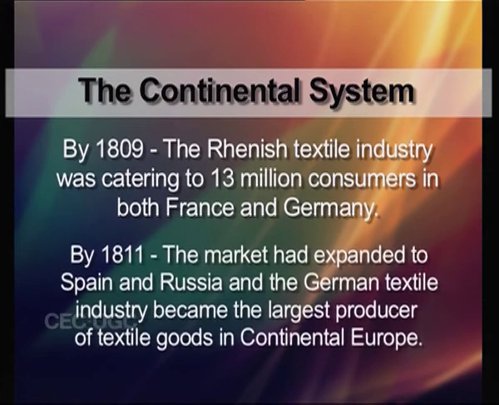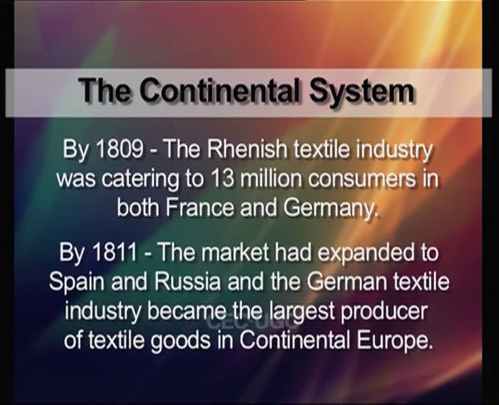By 1811, with the continental system pushing the German products into Spain and Russia, the German textile industry, for a brief period of time, became the largest producer of textile goods on the continent of Europe. Needless to say, once the continental system collapsed, the German industrial boom, textile industry boom, also sort of fizzled out.